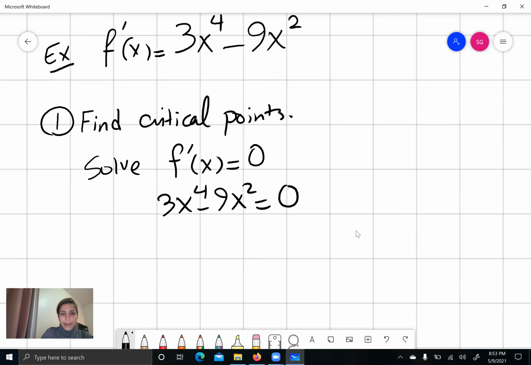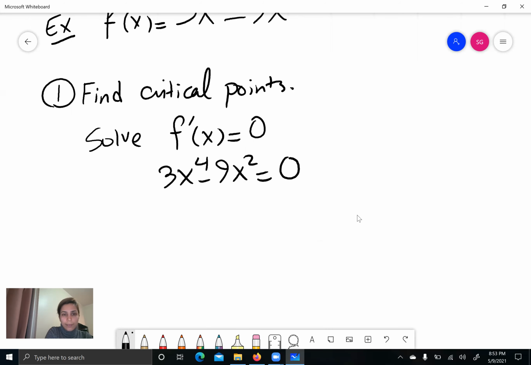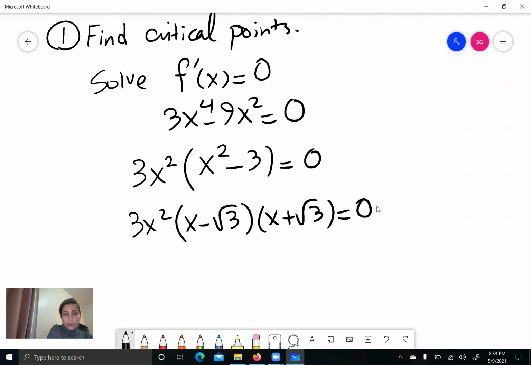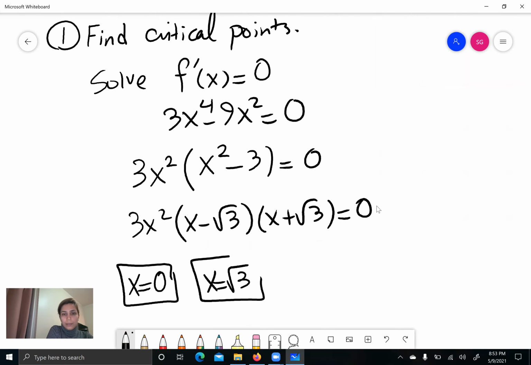So here we have to factor it. I can factor out 3, I can factor out x squared. This is going to be x squared minus 3 equals 0. We can factor more. This is going to be 3x squared, x minus square root of 3, x plus square root of 3 equals 0. So the values are x equals 0, x equals square root of 3, and x equals negative square root of 3. These are the critical values, okay?